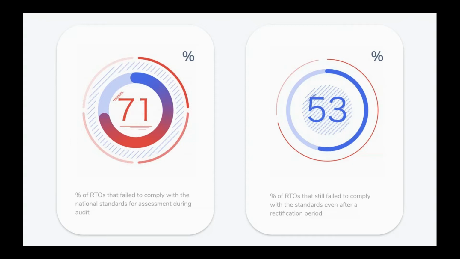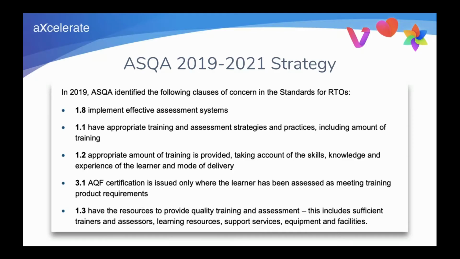So we know it's a huge problem, and one of the things that ASQA has recently done, in fact in March this year, as part of their strategic planning for 2019 to 2021, is identify a number of areas of concern against the standards for RTOs. It's not surprising that in these key items, which I've lifted directly from that strategy paper, the majority of the issues actually center around assessments and assessment compliance. So we know that if we can help RTOs do this even 10 or 15 or 20% better than what they're doing at the moment, it's going to have a huge impact on the outcomes for our clients.